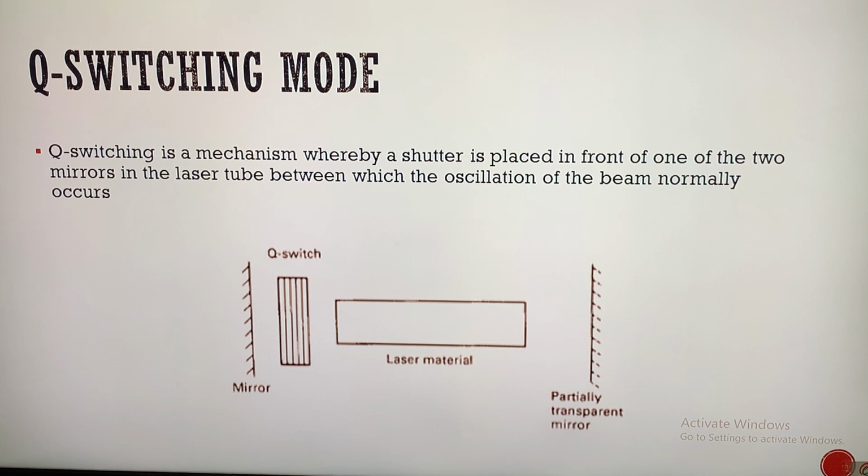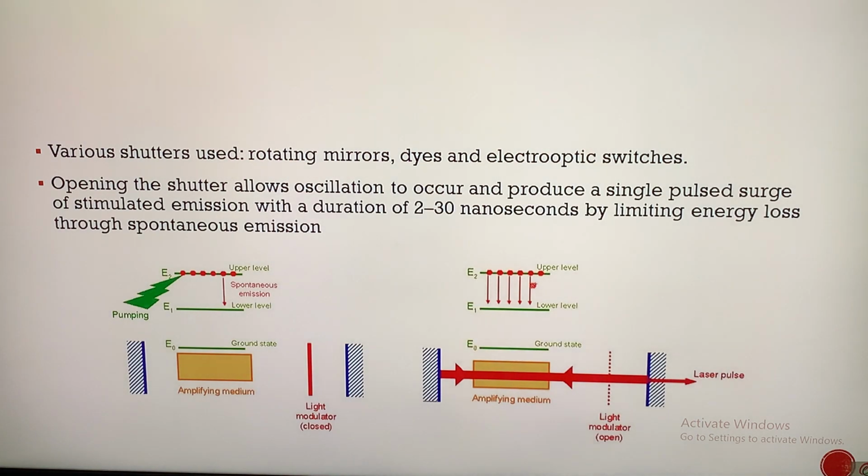Q switching is a mechanism in which a shutter is placed in front of one of the mirrors between which the oscillation of the beam normally occurs. Opening the shutter allows the oscillation to occur and produces a single pulse surge of stimulated emission with a duration of 2 to 30 nanoseconds. And closing it will not allow the pulse to be transmitted.